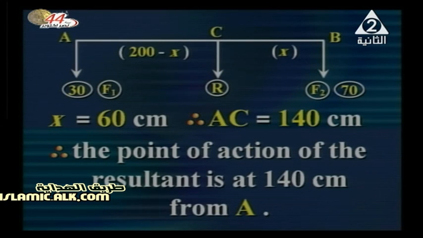Dear student, we have two forces. The first is 30, the second is 70. In the same direction, we find the resultant of the two forces by adding 30 plus 70 equals 100. After that, by using the theorem of moment, we find the moment at point C. Then F1 times (200 minus x) equals F2 times x. By substitution, F1 equals 30, F2 equals 70. Therefore, we find the value of x equals 60. Therefore, AC equals 140. Then the point of action of the resultant is at 140 centimeter from point A.